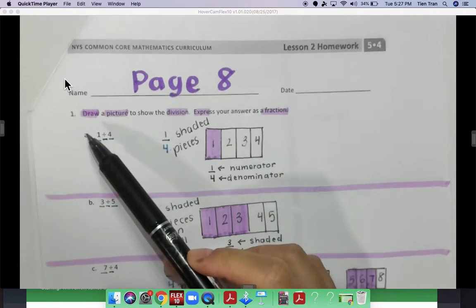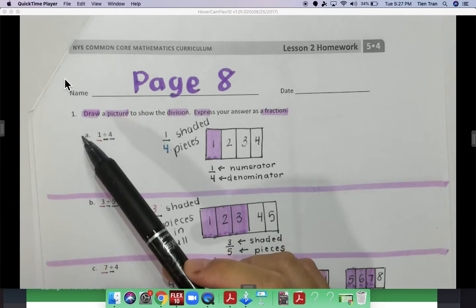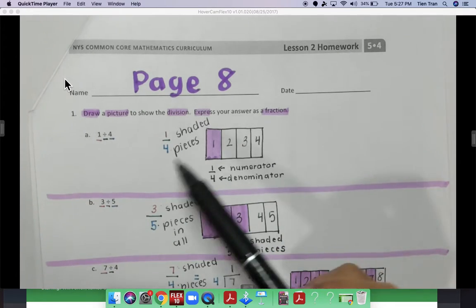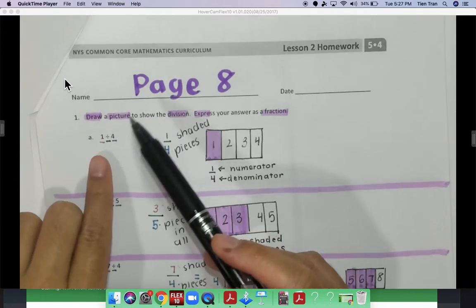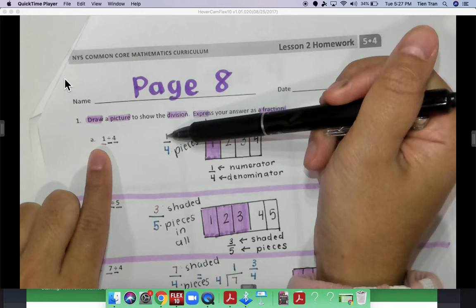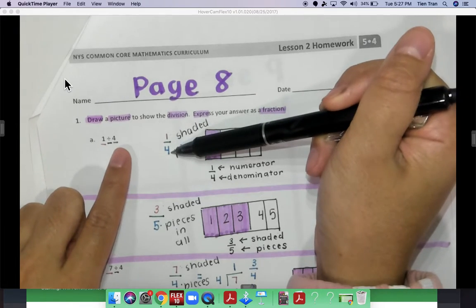So, the first thing I'm focusing on is 1, they're asking me to draw a picture, and 2, they want me to write it as a fraction. So, that's what I'm going to do. The first question I have here is 1 divided by 4. So I have 1 divided by 4.